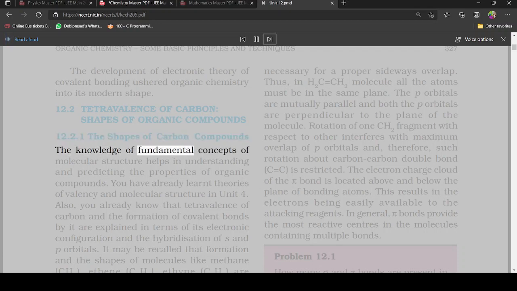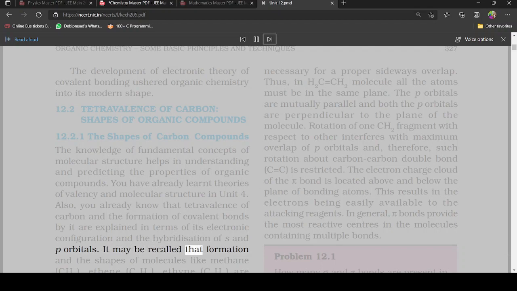The knowledge of fundamental concepts of molecular structure helps in understanding and predicting the properties of organic compounds. You have already learnt theories of valency and molecular structure in Unit 4. Also, you already know that tetravalence of carbon and the formation of covalent bonds by it are explained in terms of its electronic configuration and the hybridization of s and p orbitals.